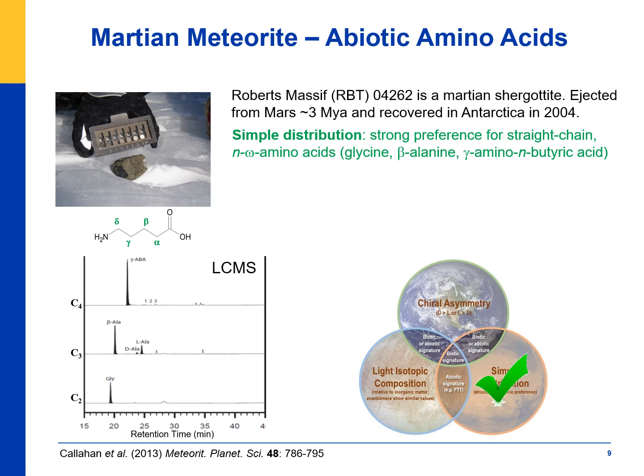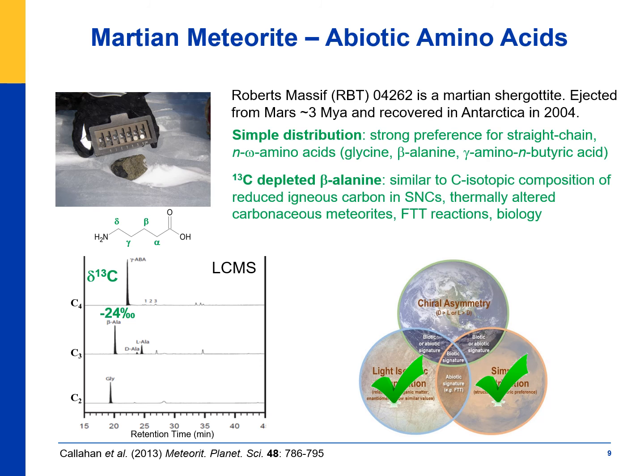And what we found was very interesting. So here we actually do see a simple distribution of amino acids satisfying that requirement. We see a strong preference for straight chain N-omega amino acids: glycine, beta-alanine, and gamma-amino-n-butyric acid. So a very simple distribution. So we do satisfy that requirement.